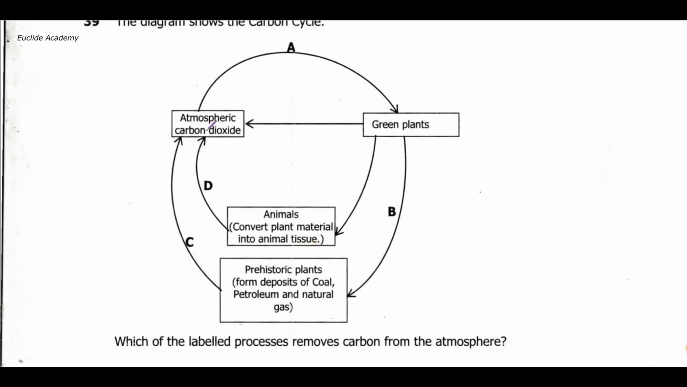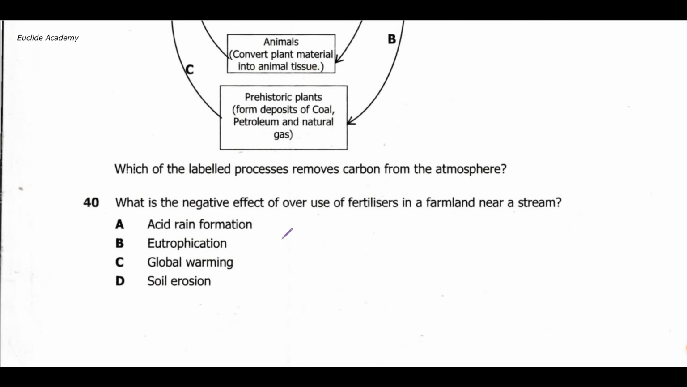I think this is a straightforward part. Which removes carbon from the atmosphere? Got atmospheric carbon dioxide. Okay, so the only way, green plants. This C contributes, D contributes, right? And A takes. So A will qualify, removes.